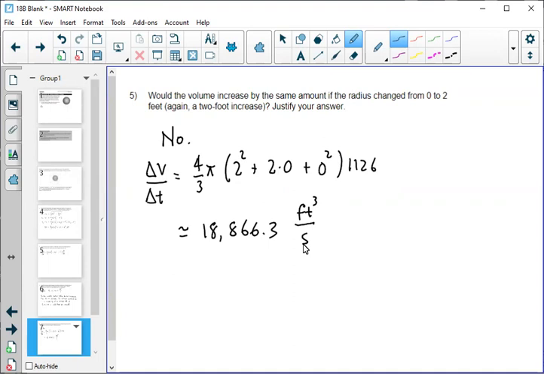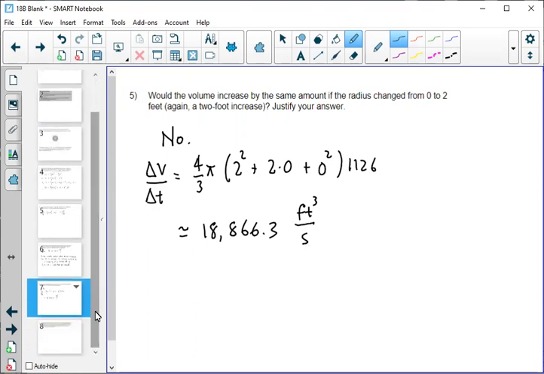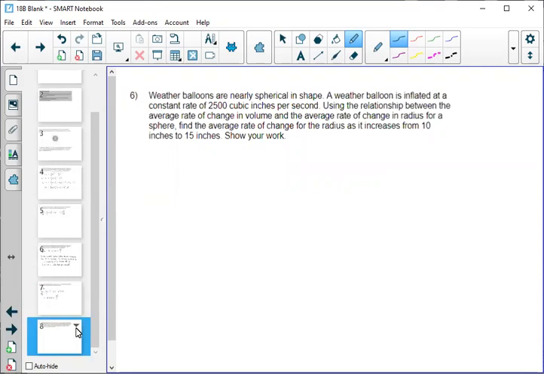So as the wave's radius increases from 0 to 2 feet, the volume contained by it is increasing at an average rate of 18,866.3 cubic feet per second. Number 6, weather balloons are nearly spherical in shape. A weather balloon is inflated at a constant rate of 2,500 cubic inches per second. Using the relationship between the average rate of change in volume and the average rate of change in radius for a sphere, find the average rate of change for the radius as it increases from 10 inches to 15 inches.